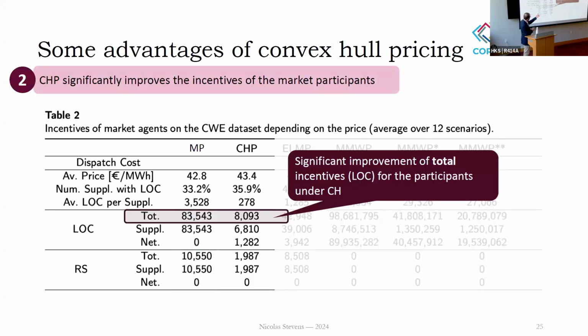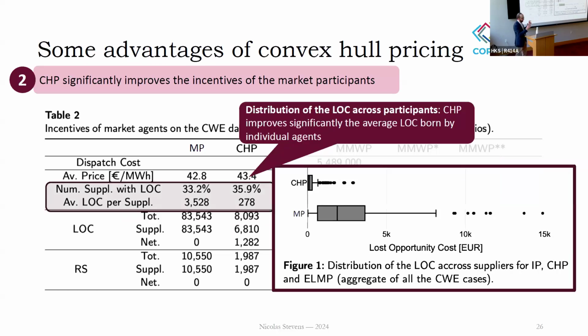So compared to that, if you implement convex pricing that minimizes LOC, you indeed improve significantly. Like you cut by 10 the lost opportunity cost that you had with marginal pricing. And what is interesting is that it's not only on average or in total that you improve the incentives of the market participants, but also individually. If you look at each individual supplier, what I've drawn here on the box plot is the lost opportunity cost that each individual supplier bears. And you see that with marginal pricing, you have several instances where one single market participant could have $10,000 or more of incentive to schedule differently than the market asks him to schedule, right? And this distribution is really squeezed towards zero if you implement convex pricing, right? So basically, you improve total lost opportunity cost, so total incentive, but also how the incentives are distributed between market participants.